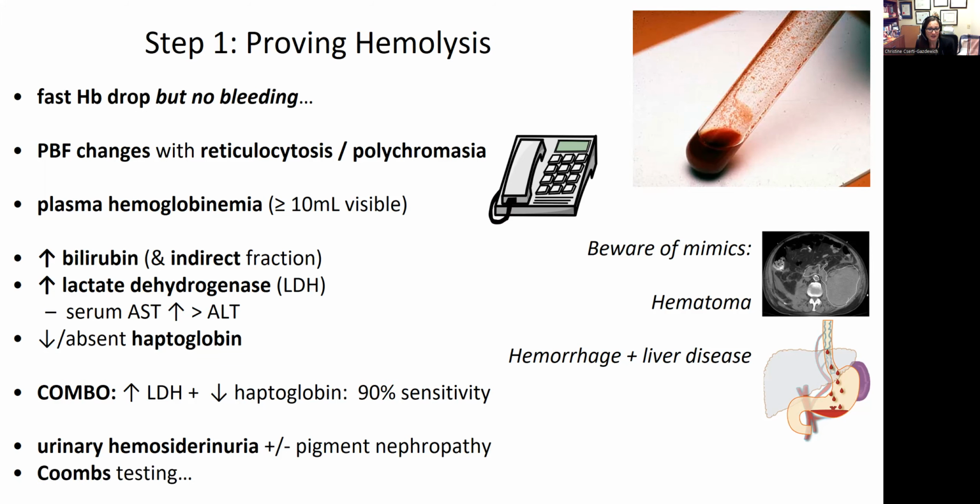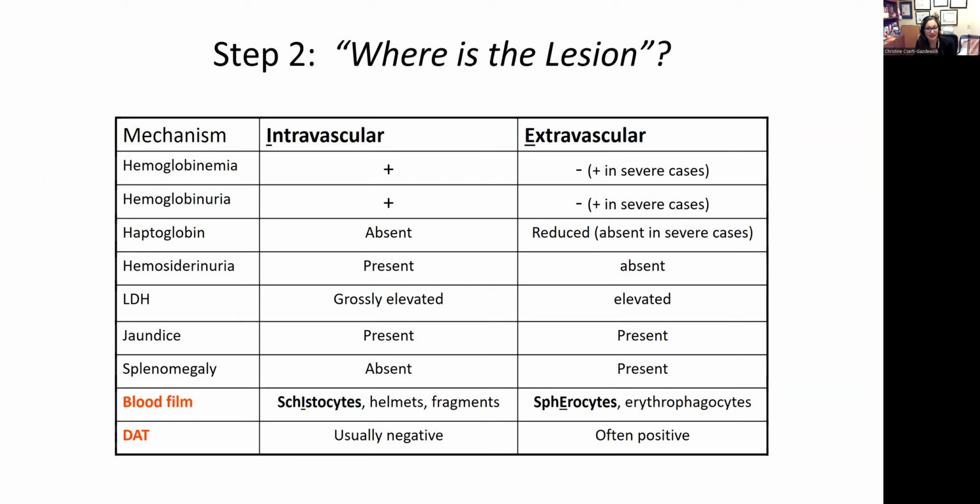So to get to what is the lesion then, that's this table here. The two most important tests to establish whether it's intra versus extravascular are your blood film and your DAT. You'll see schistocytes and a negative DAT in intravascular versus spherocytes, extravascular, the E's lining up there, and a positive DAT.